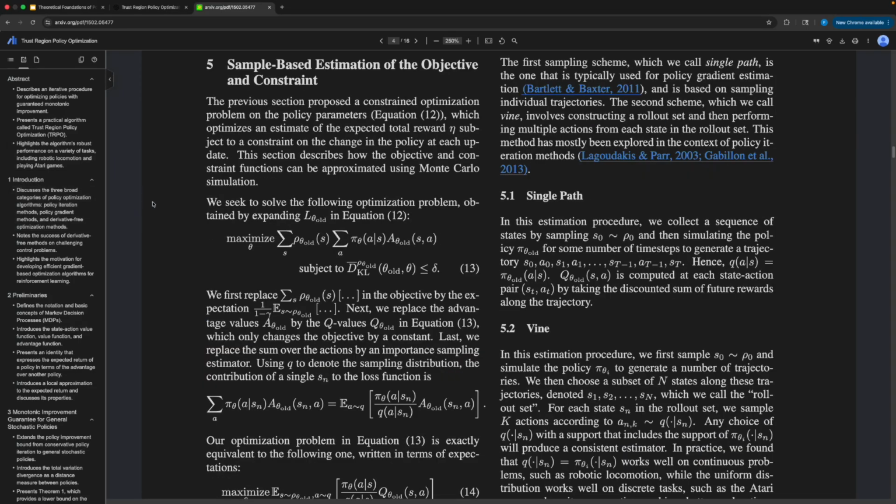Now the previous section proposed a constrained optimization problem on the policy parameters, which optimizes an estimate of the expected total reward eta subject to a constraint on the change in the policy at each update. This section describes how you can estimate the objective and the constraint using samples and expectations, and then use this to perform the optimization by solving that constrained optimization problem.